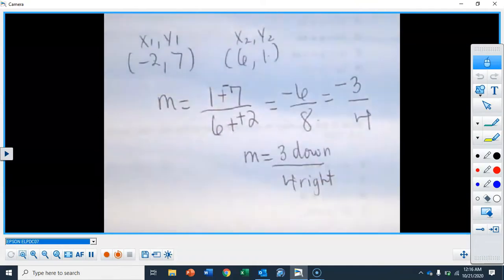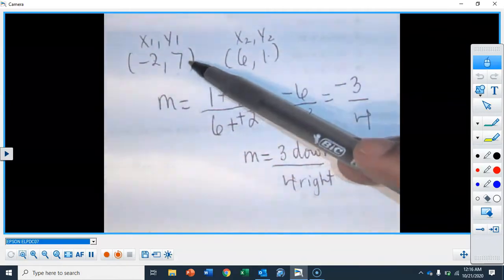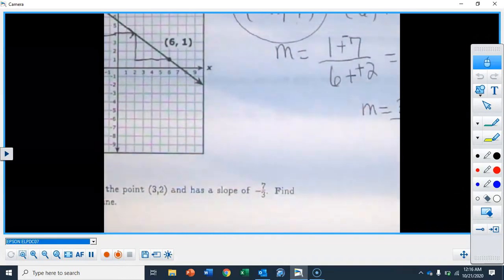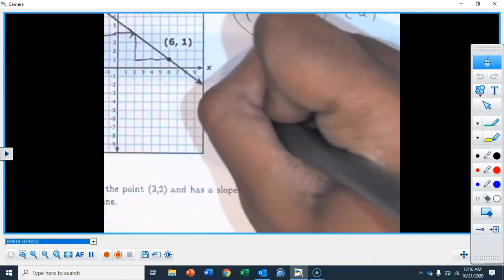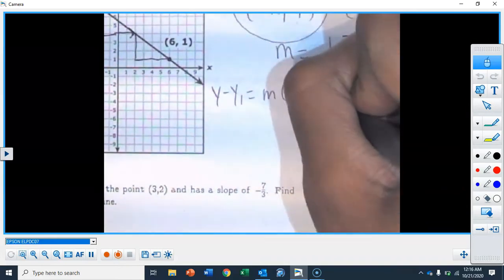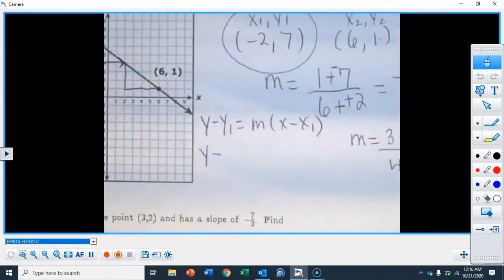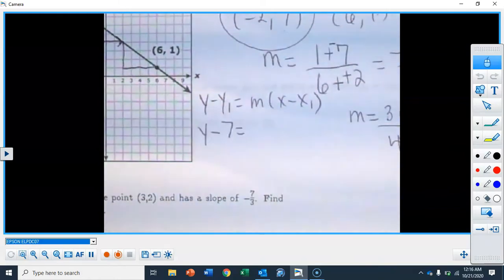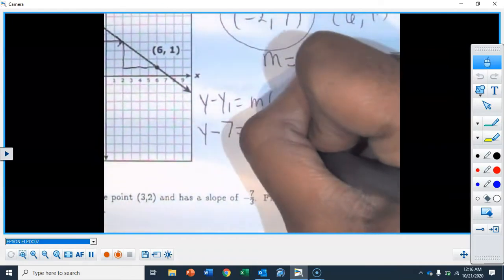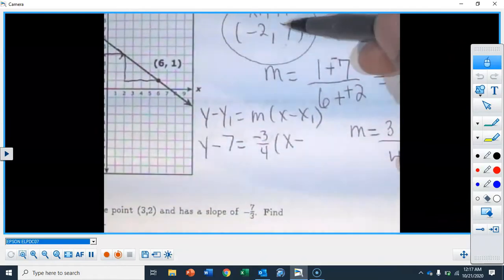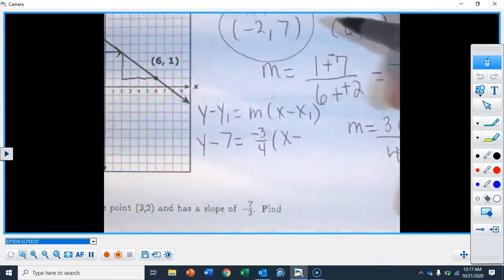So now that we have our m is the negative 3 over 4, we're just going to use one of these points. So let's use the first one. Okay, so I'm going to circle it. So right here in this space, let's do our point slope. y minus y1 is equal to m times x minus x1. And then I'm going to say y minus, again, my y1 is 7, equals, my m, you guys, was negative 3 over 4, open parentheses. And then x minus, and then I had negative 2 for the x1, so it becomes a plus 2.